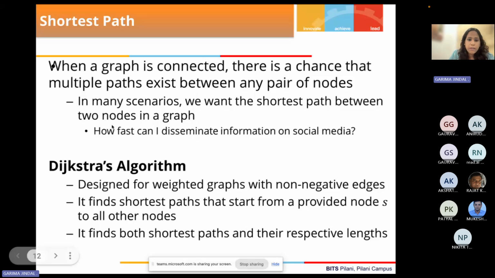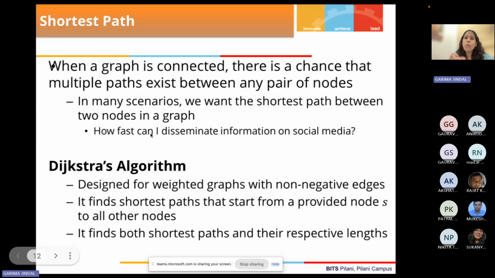Now let's read what is there in this slide. When a graph is connected, there's a chance that multiple paths exist between any pair of nodes. In many scenarios, we want the shortest path between the nodes. This is the requirement, maybe when we are calculating communities or centralities. So we need to calculate the shortest paths. When I explain betweenness centrality and closeness centrality, you will know that this is one of the operations that need to be implemented in order to calculate the centralities in the network. So we need to have a fast method.